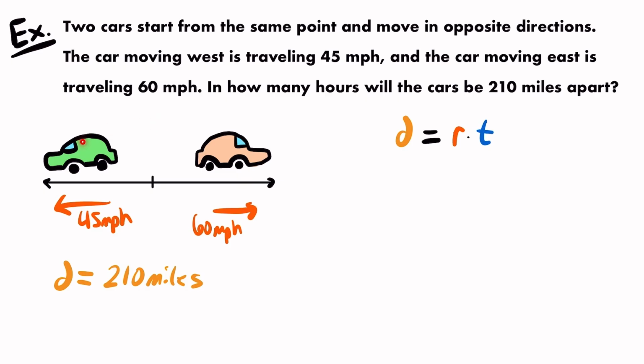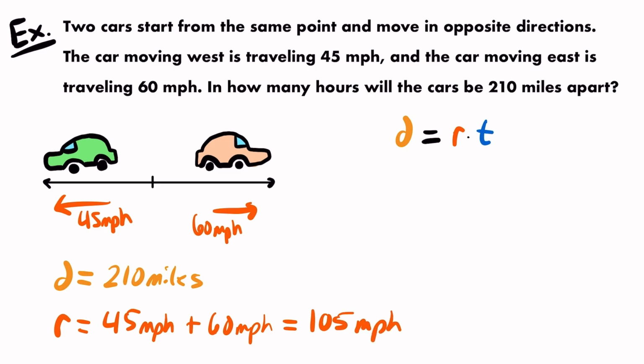All right, for two objects in uniform motion moving away from each other, the rate at which the distance between them is changing is the sum, or the addition, of the two speeds for those objects, or the two rates. So the rate for the distance here would be equal to 45 miles per hour plus 60 miles per hour, which gives you a total of 105 miles per hour.